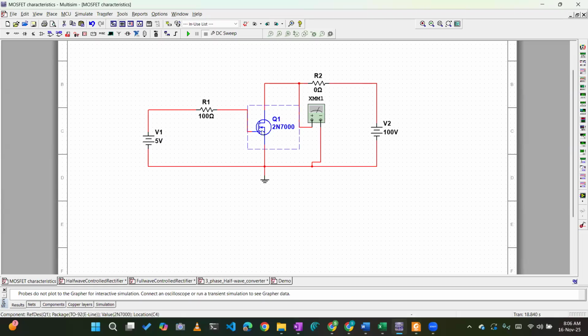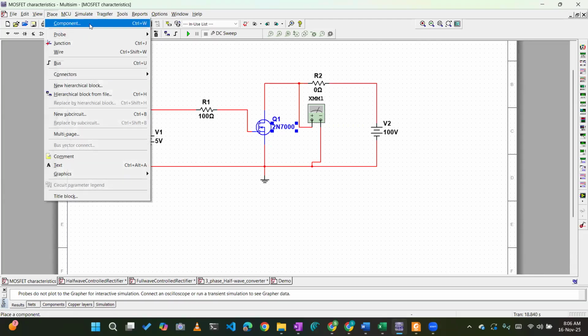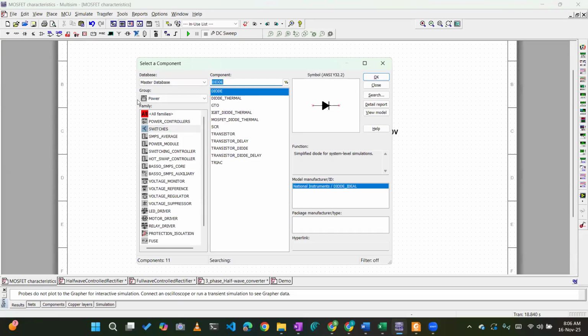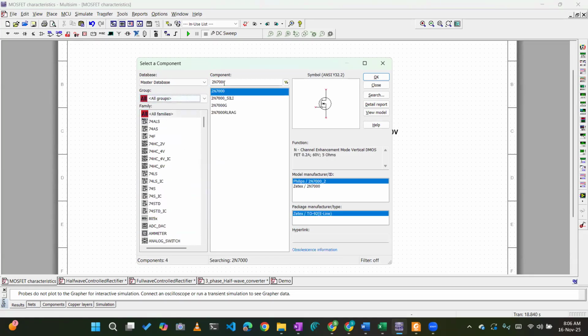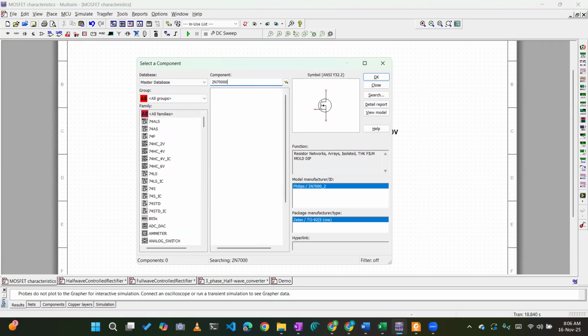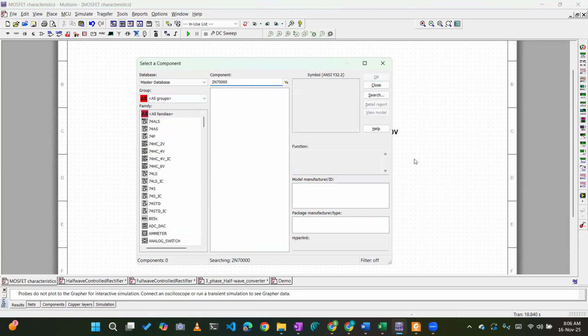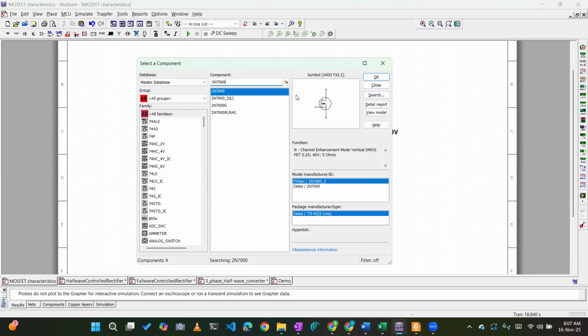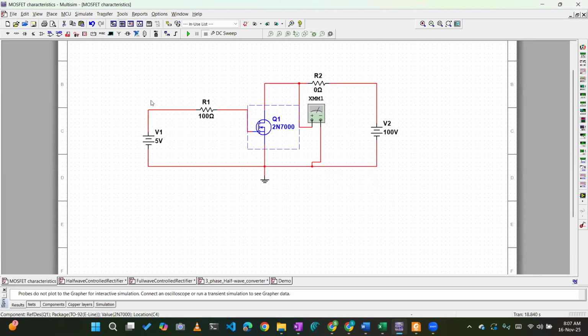You can see you will be specified which thyristor you have to use. Here we have used 2977700. You can always go to component where the part number is specified. You can directly go to all groups, and suppose the question gives the part number 2977700 for the MOSFET, you will simply click that one and press OK.